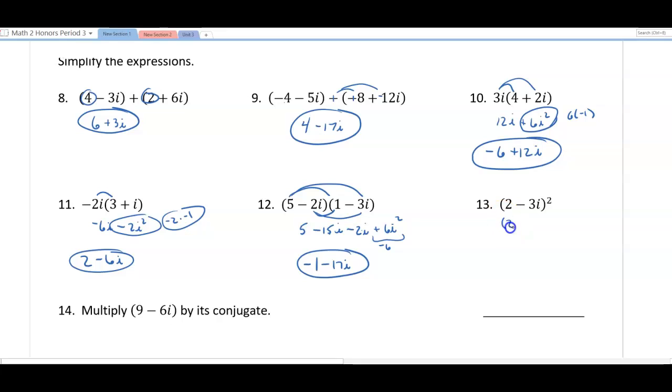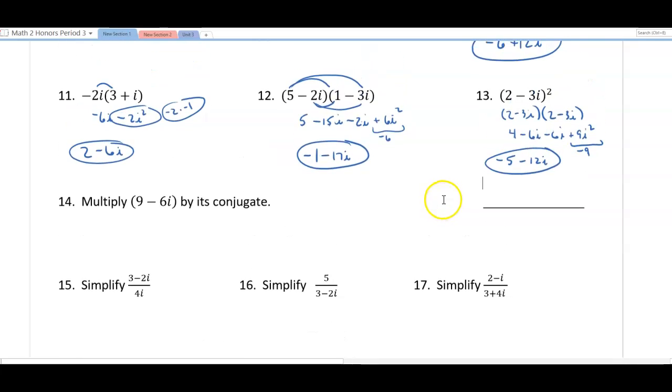When we're squaring this complex number, 2 minus 3i times 2 minus 3i would give me 4 minus 6i plus 9i squared. This here would become negative 9. 4 minus 9 is negative 5 minus 12i. When we go to multiply in 14, multiply 9 minus 6i by its conjugate. So 9 minus 6i times its conjugate would be 9 plus 6i. So right away, 9 times 9 is 81. The last terms will give you minus 36i squared, which ends up being 81 plus 36, which right away turns into what is that? Sorry, brain freeze here. That would be 117.